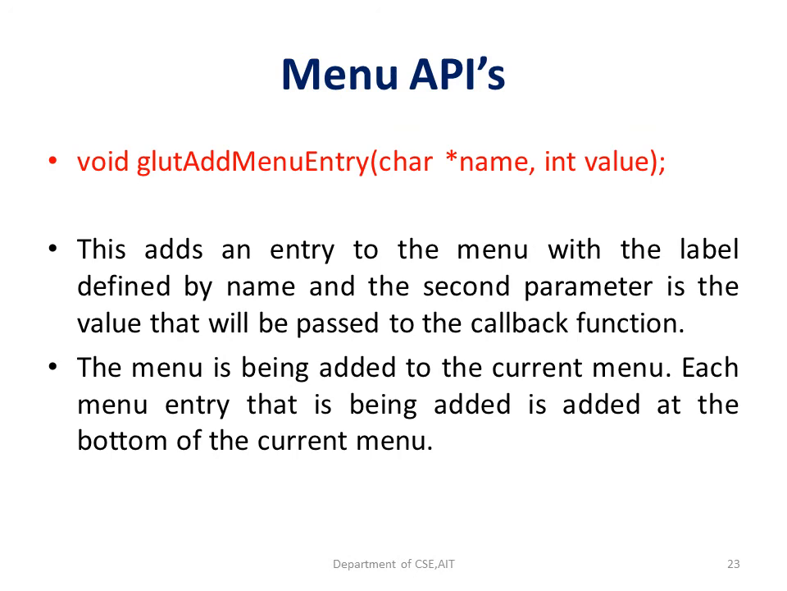So we have glutAddMenuEntry. This API is going to add an entry to the menu with the label defined by the name and the value defined as a parameter. It will be passed to the callback function. So this entry will be added to the current menu. Each entry we add will be added at the bottom of the current menu. First the current menu will be there and the current menu will be having its submenu as the next menu.